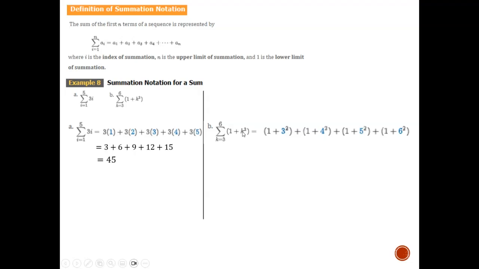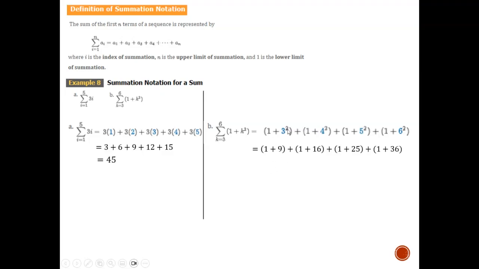So it's going to be 1 plus k, which is going to be 3 first, 1 plus 3 squared, okay? And then I continue on. I plug in a 4 for k, 1 plus 4 squared. Then I plug in a 5 for k all the way up to 6 because my upper limit was 6. So this one went from 3 to 6, plugged in all those numbers, and then I have to add them all up, hence the sigma notation or the sum.